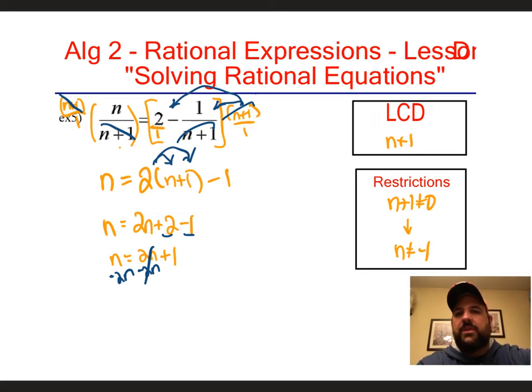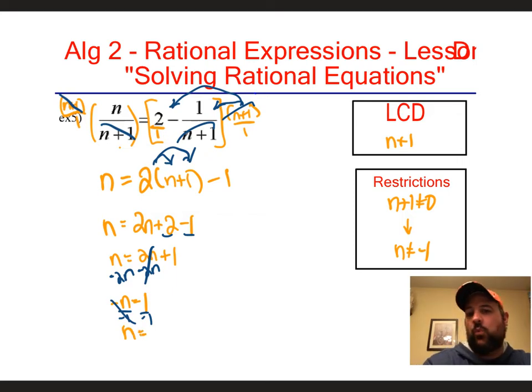So we end up with this expression here of negative n equals 1. Problem is I don't want to have a negative variable. I want a positive. So I'm going to divide by negative 1. And what that means is on the left we just get n. But on the right, 1 divided by negative 1 is negative 1.